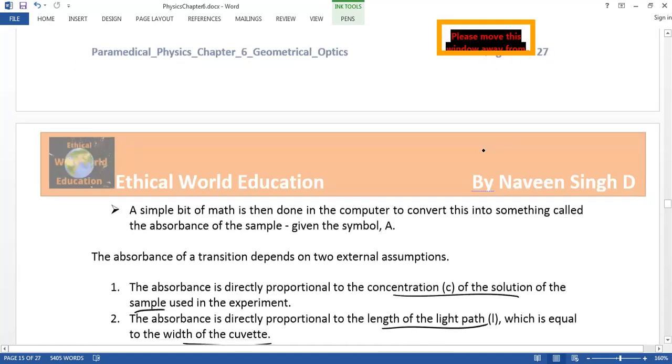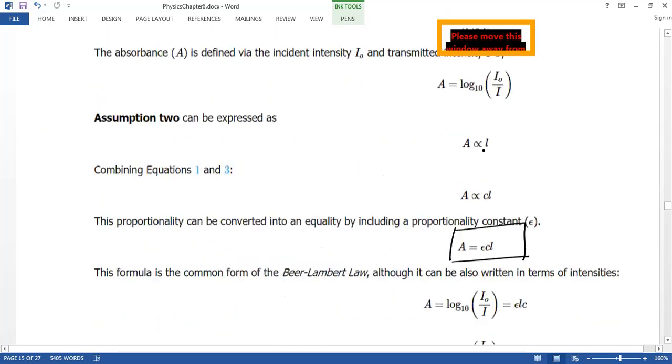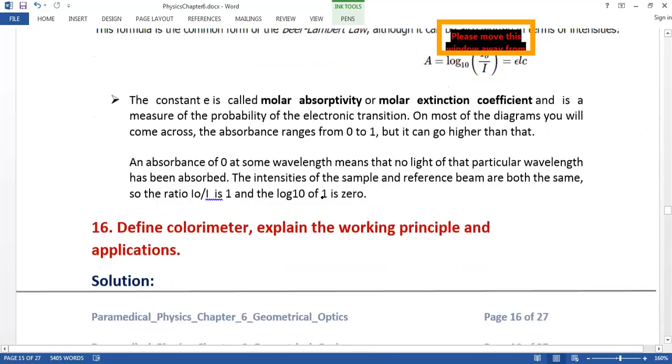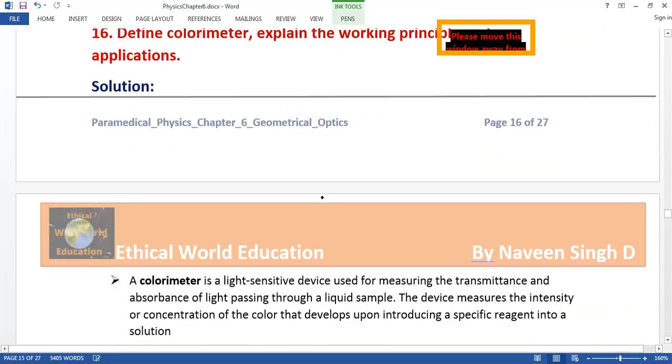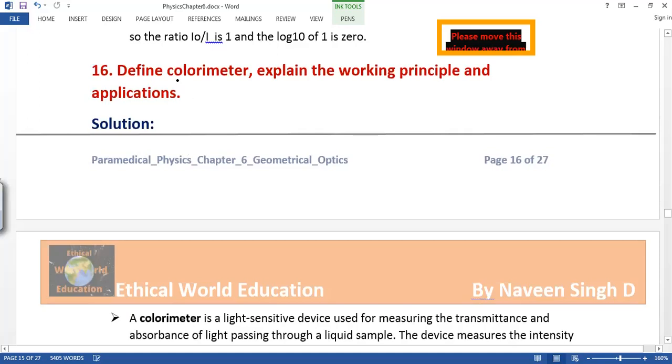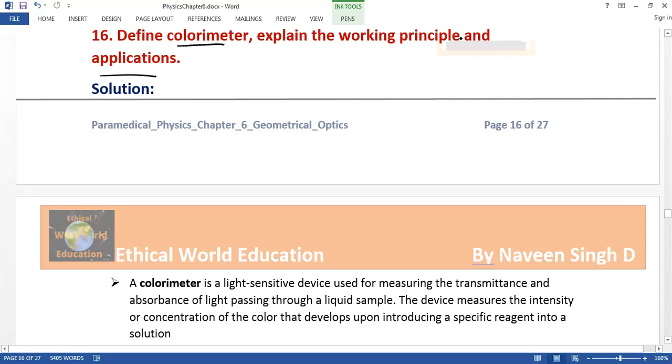Let us move to the next concept. Question number 16 says, define calorimeter, explain the working principle and application. Let us discuss this question. The first one we'll discuss is calorimeter.